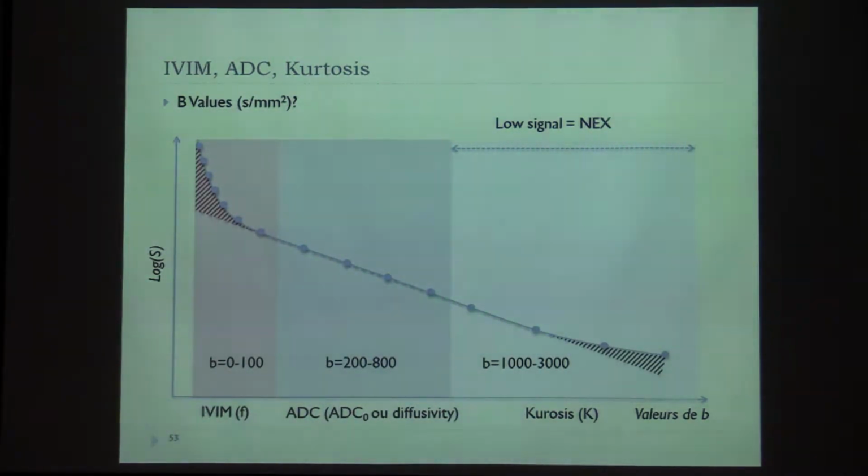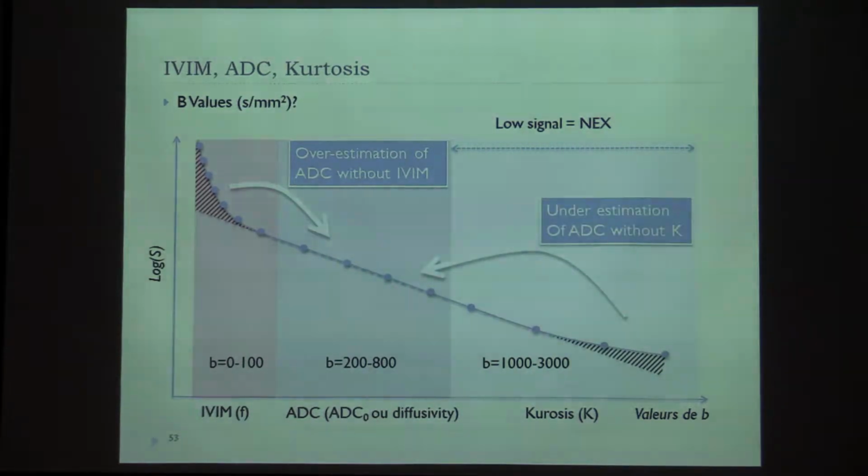If you work with your regular MRI system, your system cannot take into account this perfusion signal and this kurtosis signal. So if you work with very low b value, you're going to have an overestimation of your ADC. And if you work with very high b value, you're going to have an underestimation of your ADC. To take into account this kurtosis and perfusion signal, you have to change your mathematical models and not use a mono-exponential but a bi-exponential model.